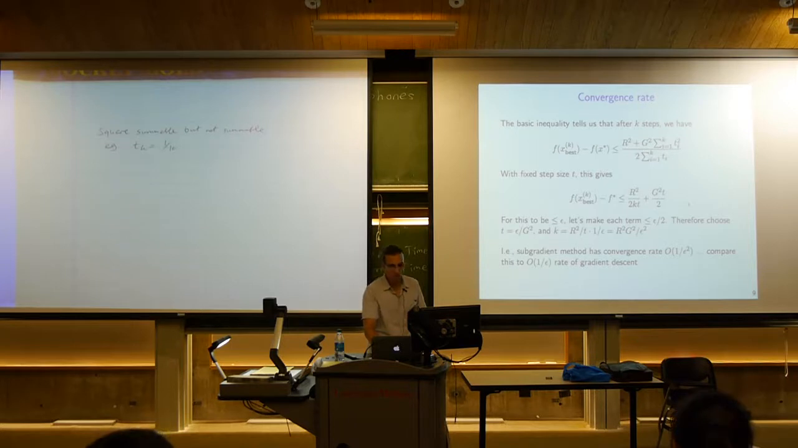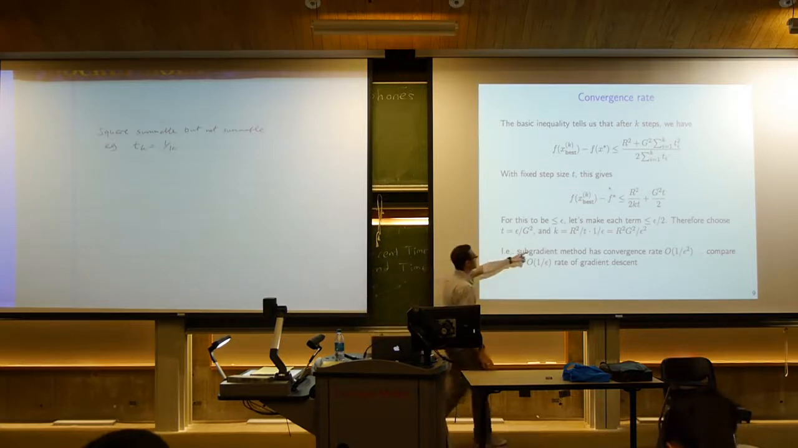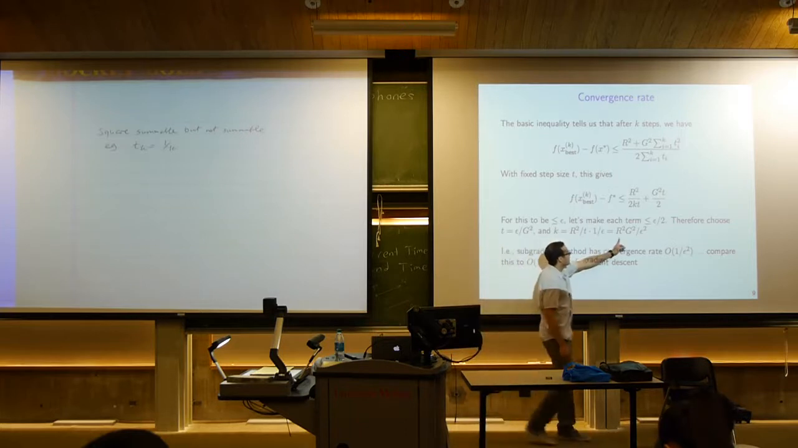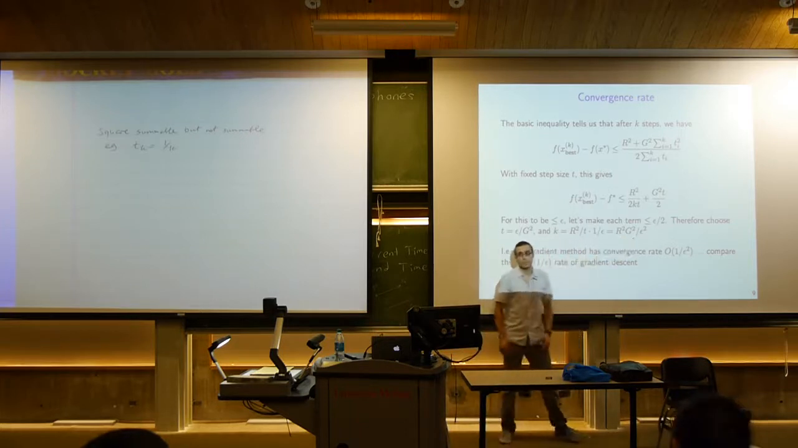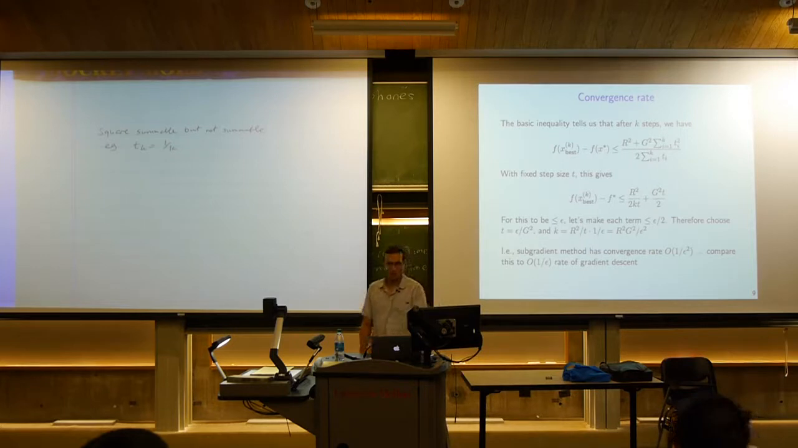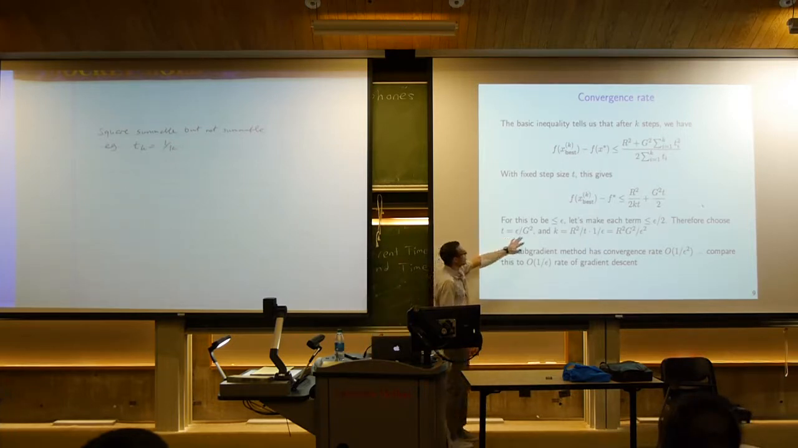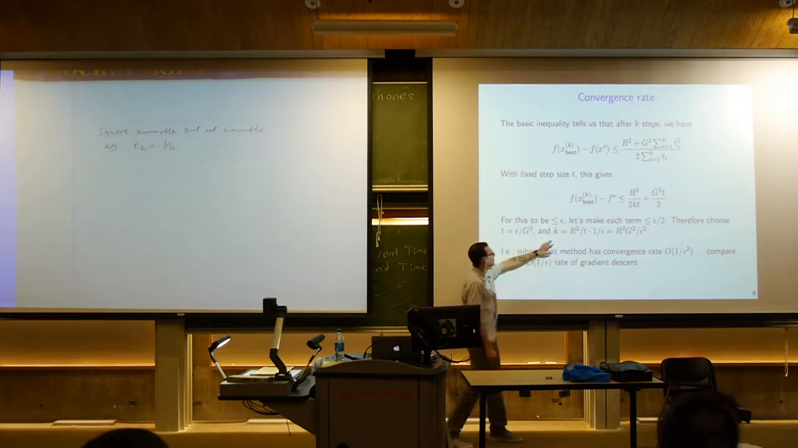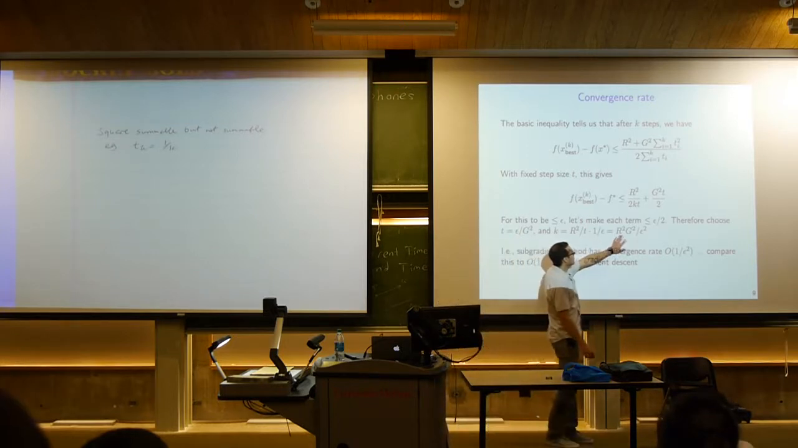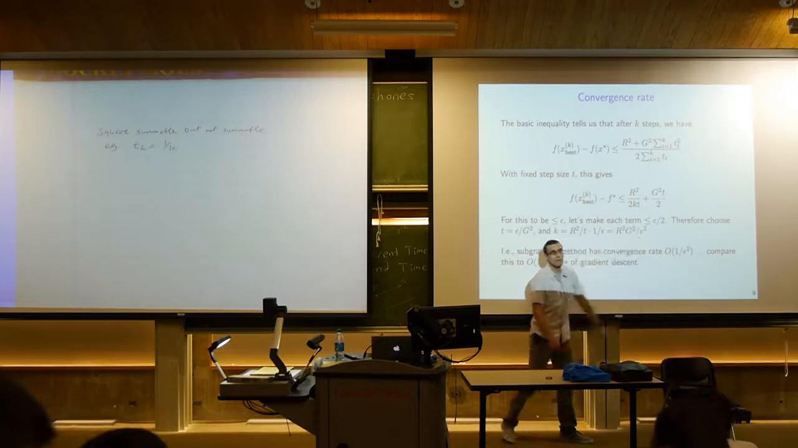That would tell me to set t equal to epsilon over g squared. If I plug that in here, I can see that the number of iterations I require, k, ends up being something like r squared g squared over epsilon squared. Just by setting each of these equal to epsilon over 2, I've determined that I need a step size of about epsilon over the Lipschitz constant squared, and a number of steps equal to the squared distance between where I start and an optimal solution times the Lipschitz constant squared divided by epsilon squared.